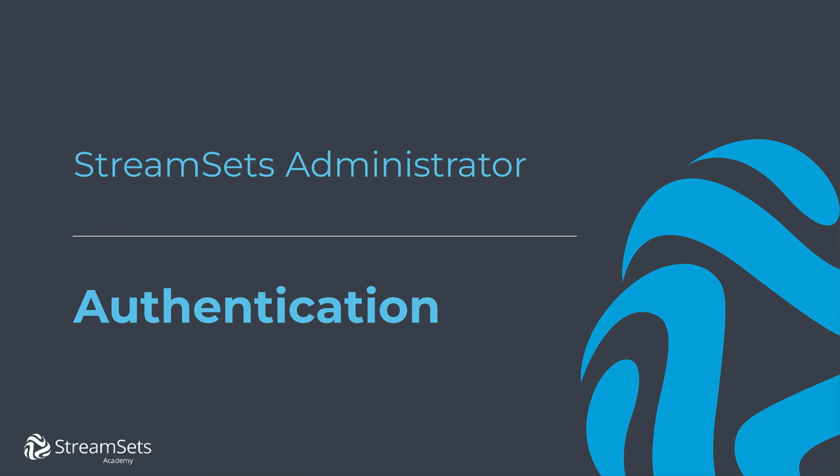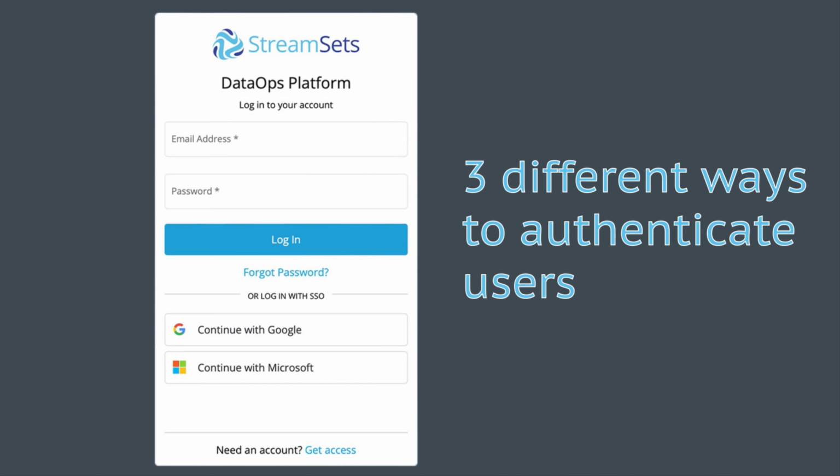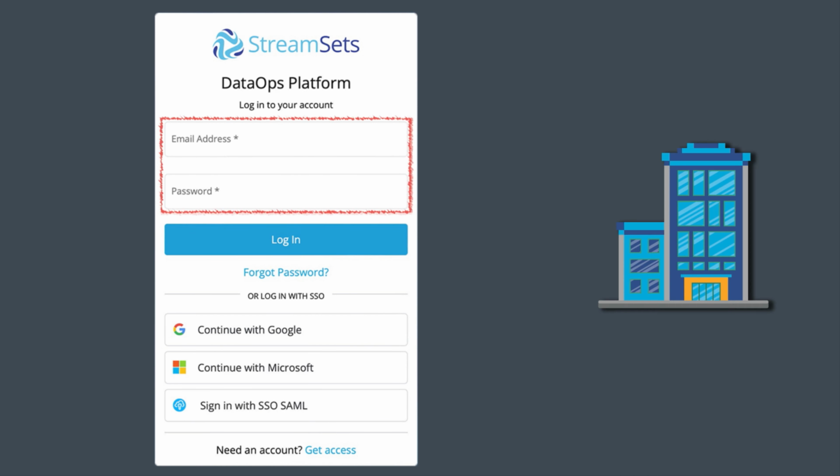In this lesson, we're going to learn about user authentication when logging in to Control Hub. Control Hub offers three different ways to authenticate users. You can log in using a local email address and password, single sign-on with a public identity provider, or SSO using SAML.